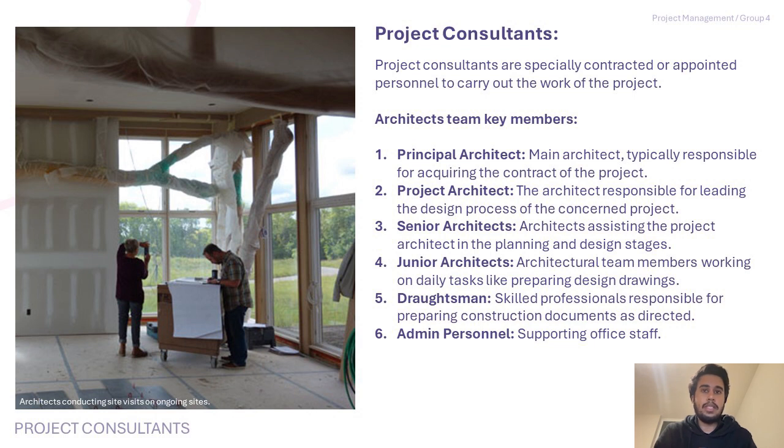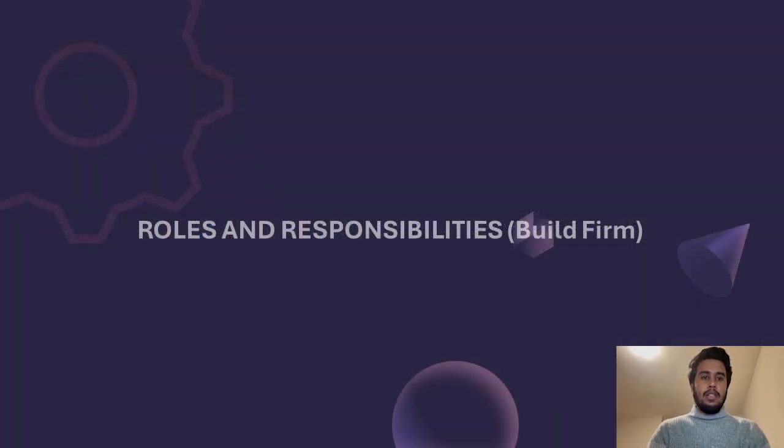Then below them there are going to be senior architects and junior architects. These are basically people working on the design, the conception, the working drawings, as-built drawings, any technical drawings or any other thing that may be required from the design part. They are going to be working daily on these things. And then there are going to be the draftsmen or the CAD technicians who are going to be responsible for preparing the construction documents as directed by the junior architects, senior architects or the project architect. And then again, just like the engineering team, the admin personnel who are going to be supporting the daily activities of the office.